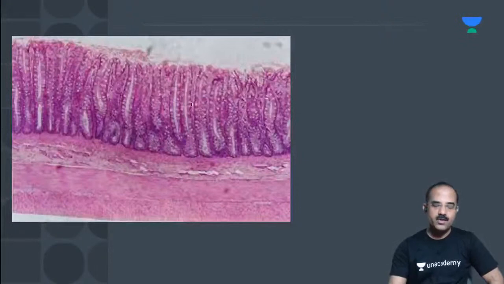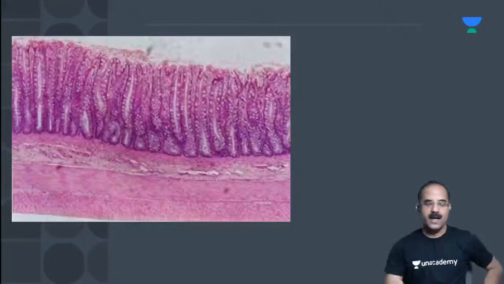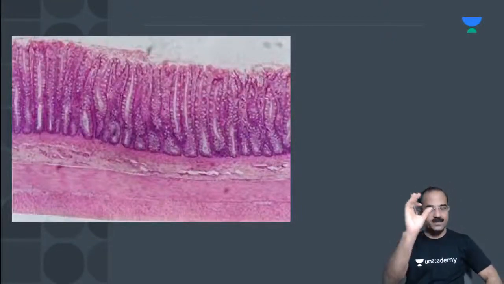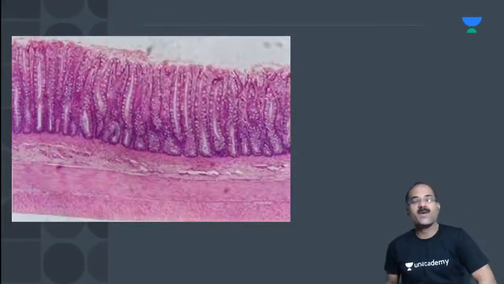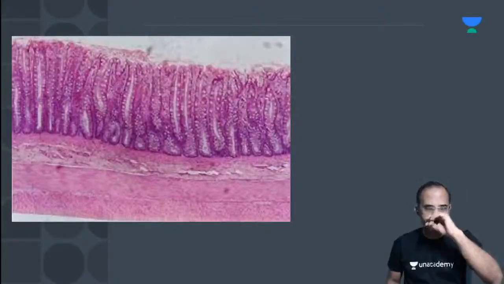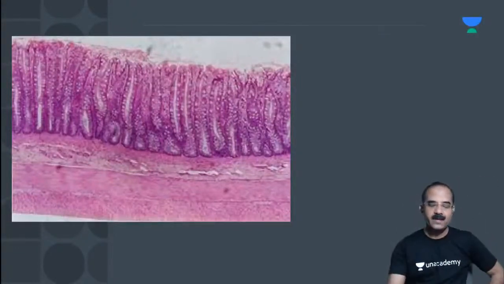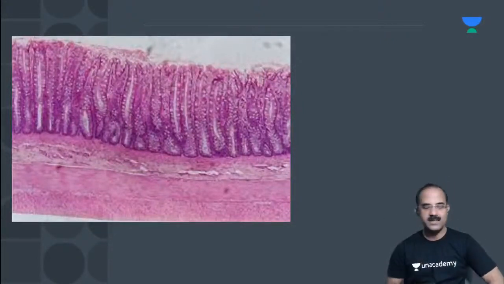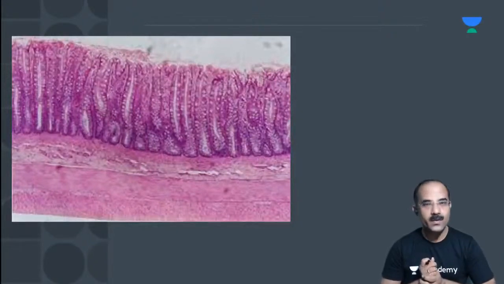And see, you get a large number of goblet cells, plenty of them. This is characteristic of the large intestine or the colon. The goblet cells secrete mucus, and this mucus is dissolved during staining, and that's how the goblet cells look empty. You need a lot of goblet cells in the colon to give lubrication for the passage of feces. Okay, so this is a slide of colon, large intestine.